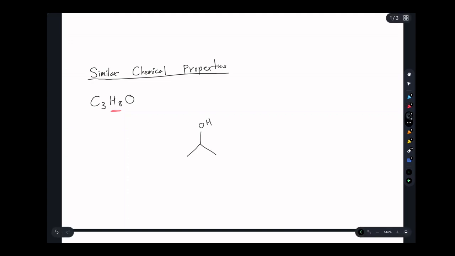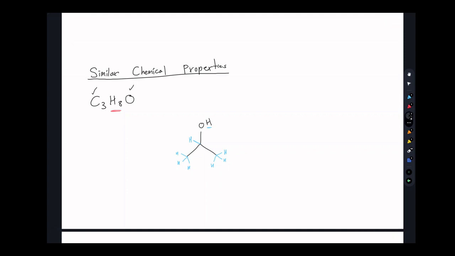So we know that there are 3 carbons, check. We know that there's 1 oxygen. Let's go ahead and count the hydrogens. We have the 1 here on the hydroxyl group, as well as 3 on this carbon and 3 on this carbon. That makes 7. The last hydrogen is attached to the carbon in the middle. So this is a total of 8 hydrogens. Excellent. Now, isomers, or in this case, constitutional isomers, are going to be connected differently.